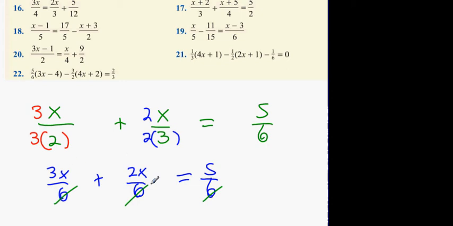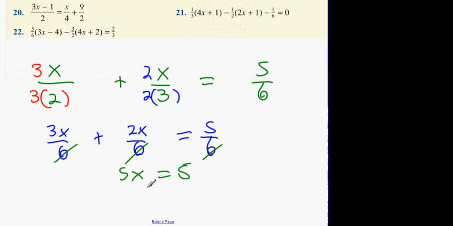Now we're left with 3x plus 2x, which is 5x. 5x equals 5. There's no square because they're not being multiplied. So x equals, I'll put the last step in, 5 over 5 equals 1. You can just write 1 if you want.